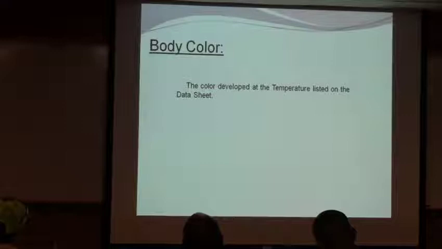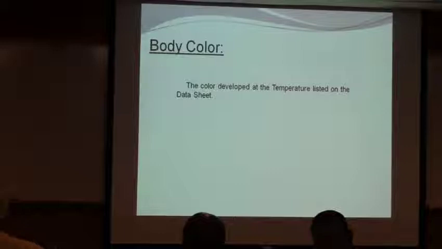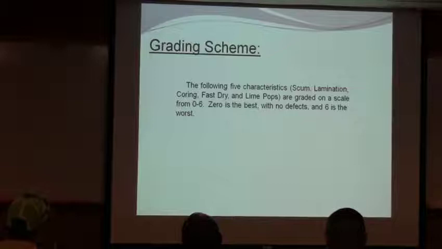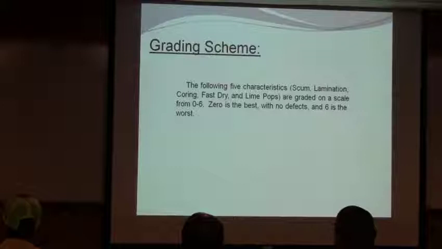So once we're done with all this, we grade the bars. We take a look at them for several things coming up here. One is color. That's kind of self-explanatory. Here's the grading scheme. The five things that we talked about other than color: scum, laminations, coring, fast dry, and lime pops. They're graded from zero to six. Zero is the best, meaning in some cases like lime pops, there would be none. Scum, meaning there would be none. So everything with a lower number is what you're looking for.